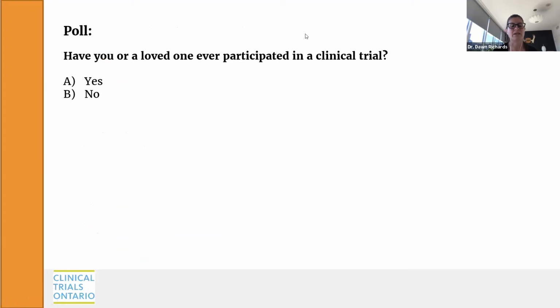So that brings us to another poll. Just curious if you or a loved one have ever participated in a clinical trial. So I think we're launching the poll. So maybe just go ahead and respond. We have at least one yes, because I know John has participated and is going to share his experiences next. So again, we've got kind of a mix here. I'm going to share the results this time. So we've got one of you who has participated and a couple of you haven't.